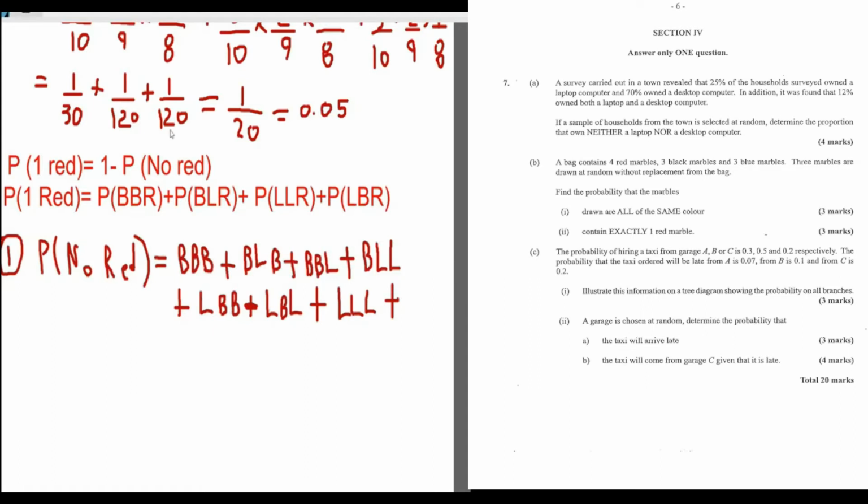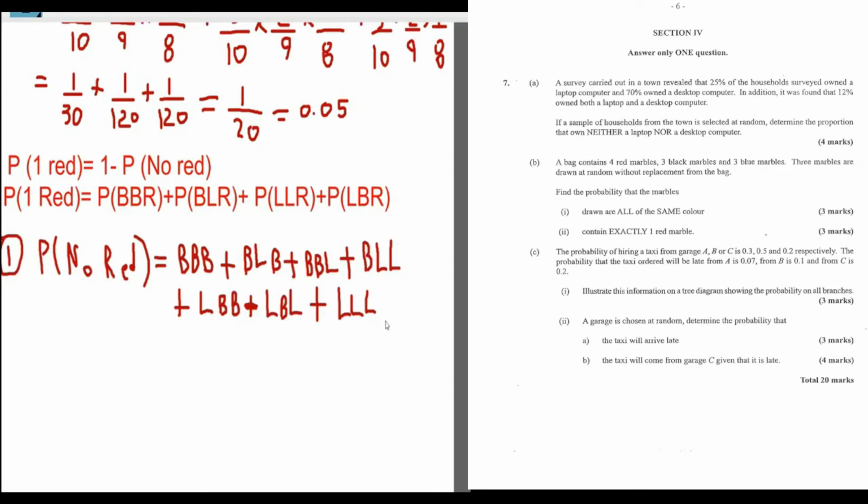Feels like one's missing. Is one missing? These are all the possibilities with no red. We can draw black, black, black; blue, blue, blue; black, blue, black; black, black, blue; blue, black, black; blue, blue, black; black, blue, blue; and blue, blue, blue.